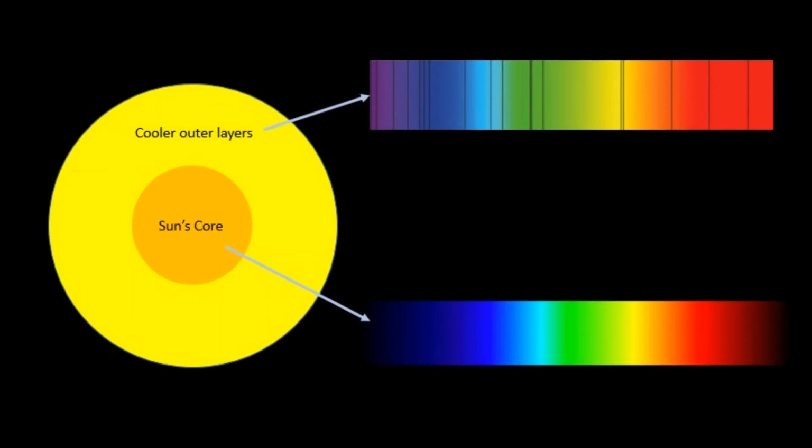Now, this shows us more or less why the sun produces these absorption lines. Light is produced in the core of the sun where nuclear fusion is occurring. And as that light passes through the cooler outer layers of the sun, some of that light gets absorbed before it makes its way to Earth.